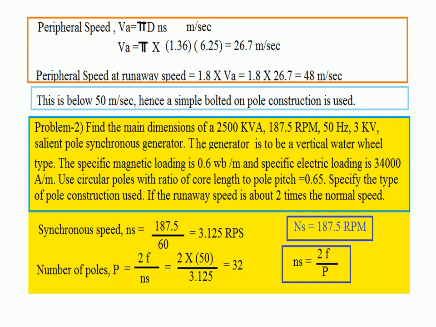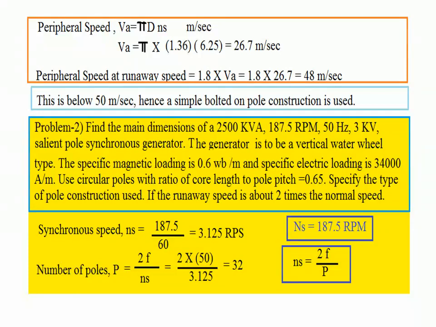After calculating the diameter, we have to check the peripheral speed. Peripheral speed Va equals pi D into Ns, which should be in meters per second. You substitute the values, we are going to get 26.7 meters per second. Hence, the peripheral speed at runaway speed, that is given as 1.8 times the peripheral speed, we are going to get 48 meters per second. This value is below 50 meters per second. Hence, simple bolted on pole construction is used. For this only you get 2 marks.